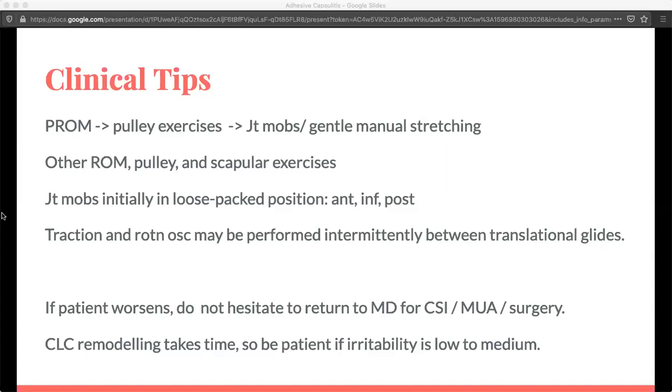Now, it is your responsibility ethically to refer the patient back to their MD if they're worsening. Do not keep the patient coming to your clinic if you can see that in 3-4 sessions they're just getting worse and worse and worse, even if you have modified how much you or they are doing. Because a timely shot, a timely manipulation under anesthesia can work wonders for the patients. You don't want to put them through misery if they're not benefiting from exercise.